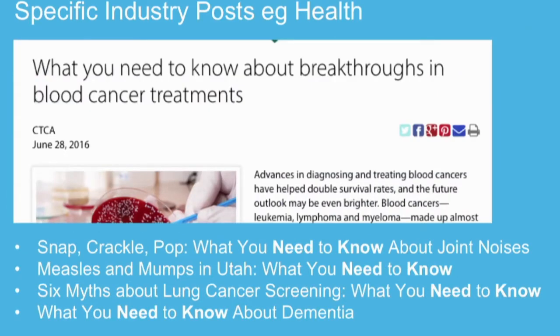The other thing is that in some industries, what we're finding is very unique post types which work in that industry, which don't appear to work so well in other industries. So here's just an example in health. This top one, what you need to know about breakthroughs in blood cancer treatments. It seems to be, from our research, that things about what you need to know works particularly well in health. It works in some other industries, but not as well. But in health, it seems to work particularly well.